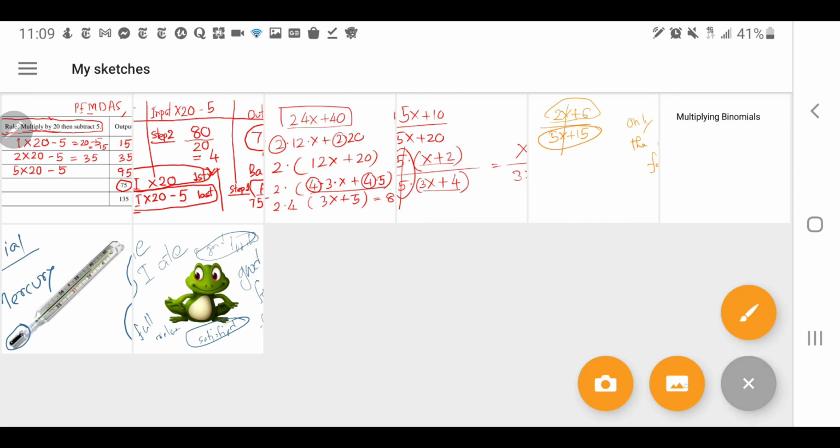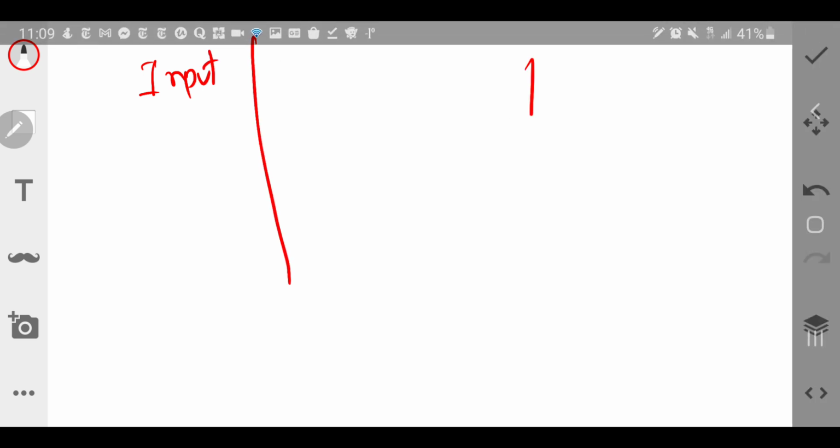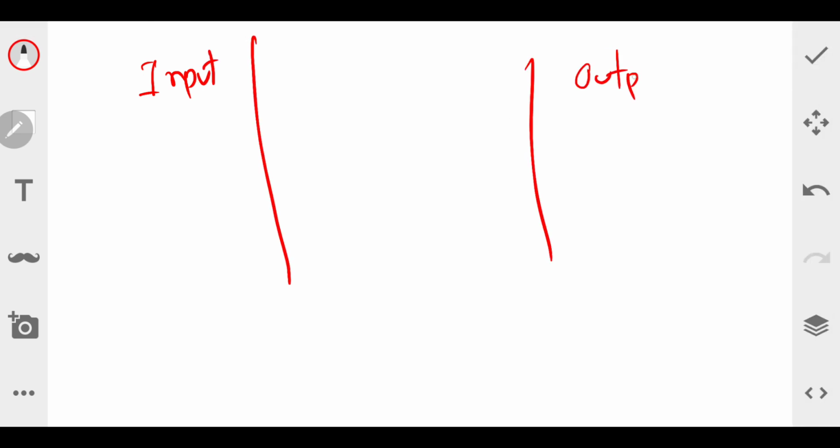So let's open a new page. Again I'm going to write the same thing: input, the rule, and the output. Either you can work backwards or you can try this strategy. Both strategies are useful. Sometimes you'll find the first strategy is more helpful, or sometimes you will find the second strategy is more helpful than the first one. So the output was 75. I don't know what the input is. I have the rule.